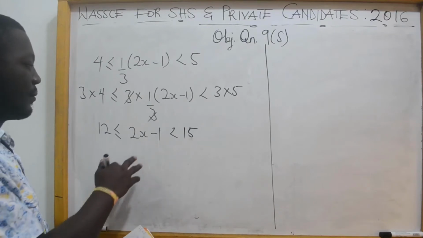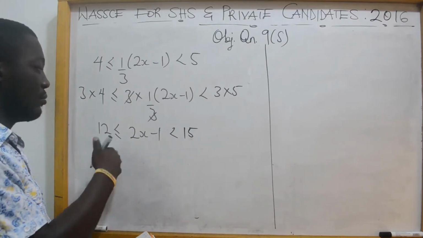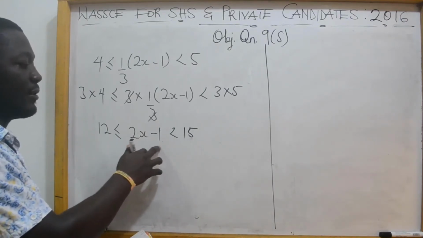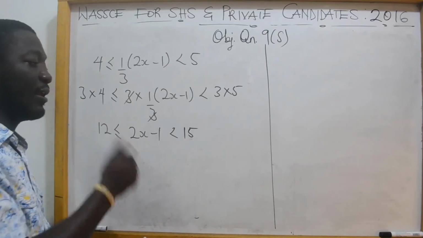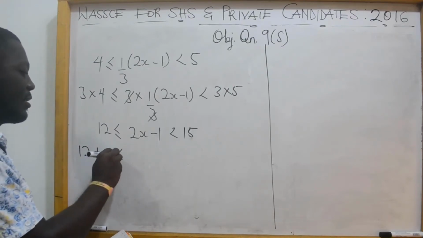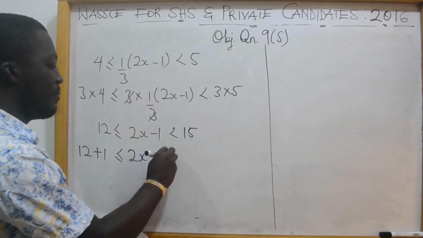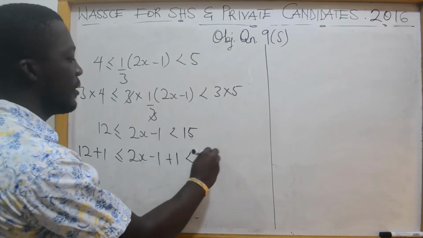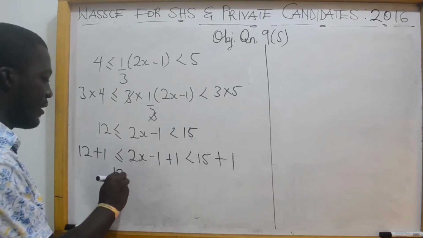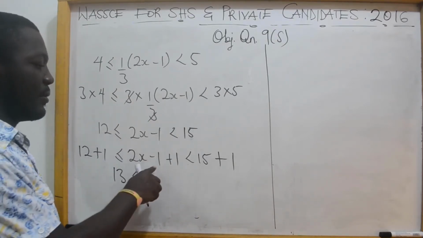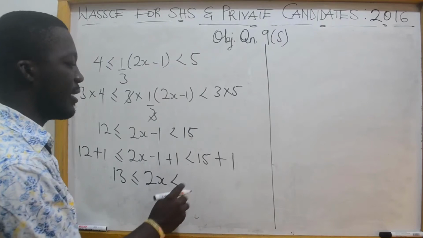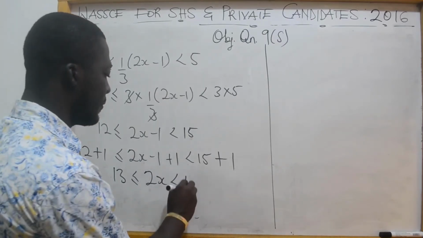Then we add 1 to each of the sides so that you get rid of the minus 1 at the middle. We are adding plus 1 to each of the three sides. So 12 plus 1 is less or equal to 2x minus 1 plus 1 is less than 15 plus 1. 12 plus 1 is 13, less or equal to minus 1 plus 1 will turn 0, we have 2x, less than 15 plus 1 is 16.